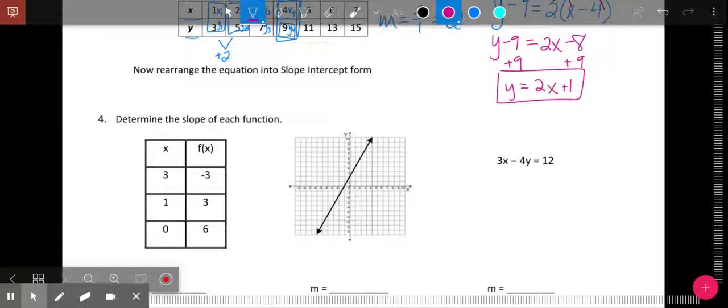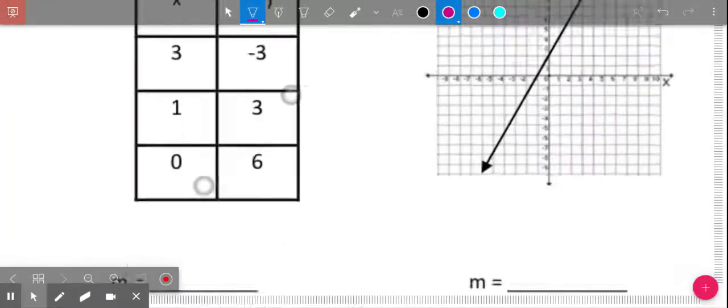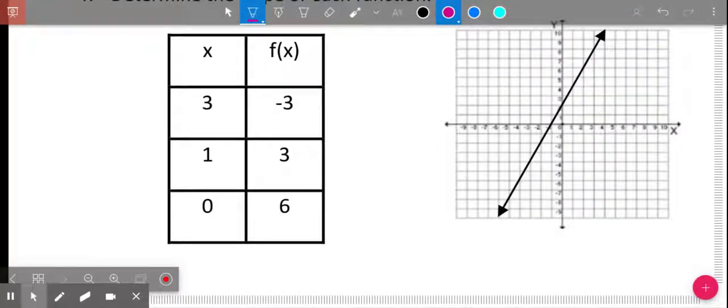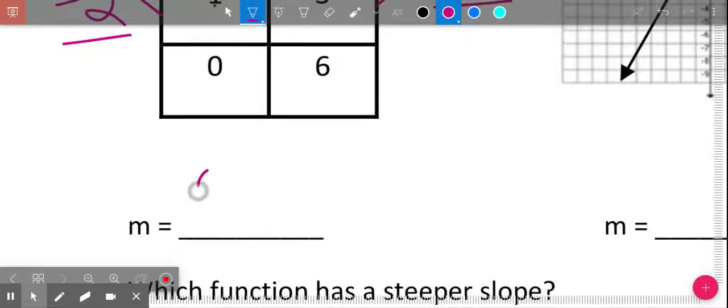All right, looking at number 4, you've seen this problem a lot, which probably means that you're going to have to do this problem at some point. Number 4 says determine the slope of each function. This is the table. Guys, we've been doing tables all day. So we check to see how it's changing. To go from negative 3 to 3, we're adding 6. 3 to 1, we're subtracting 2. So it's always the change in y over the change in x. So it's going to be 6 over negative 2, which reduces to negative 3.